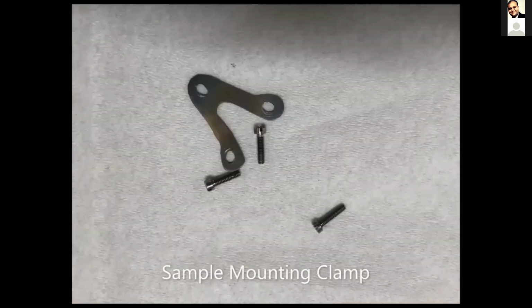And this is one example of a sample mounting clamp. We have another version. This one is called the Horseshoe. It uses those 3 screws to tighten your sample against the heater and give good machine compliance.